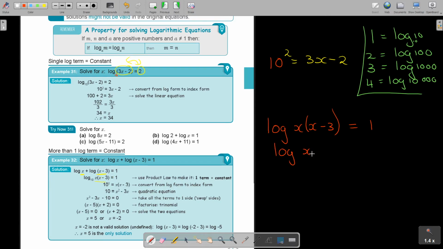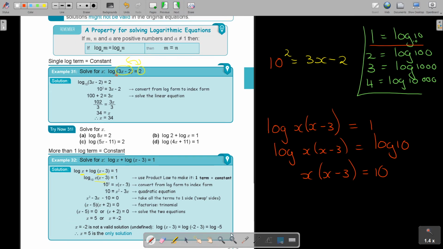Say log x minus 3 equals 1, so it's log 10. And now I take the logs away. So it's x minus 3, and that is equal to 10. Okay, and then I basically just multiply out. It's a quadratic equation. I think back of chapter 4, I just factorize it and I get my values.